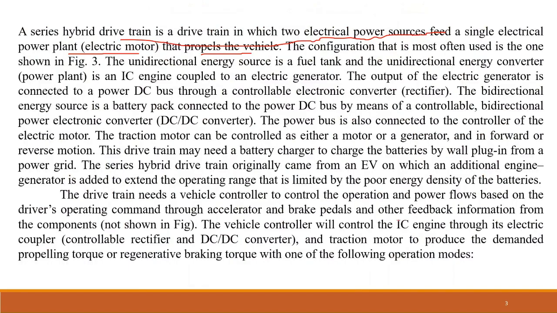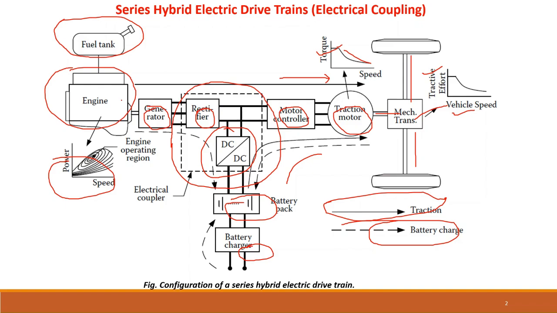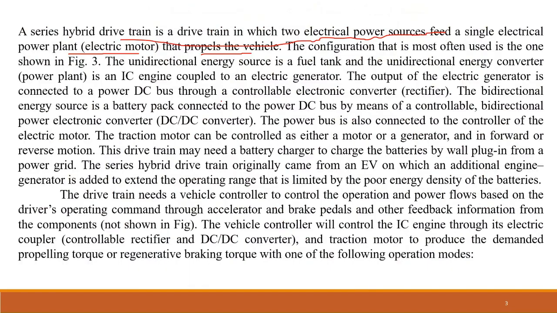So the unidirectional energy source is the fuel tank and the unidirectional energy converter is the IC engine, and it is coupled to an electric generator. The output of the electric generator is connected to the power DC bus through a controllable electronic converter, that is the rectifier in this case. So this one is the rectifier. Now, the bidirectional energy source will be the battery pack that is connected to the DC bus by means of a controllable bidirectional power electronic converter, that is the DC to DC converter.